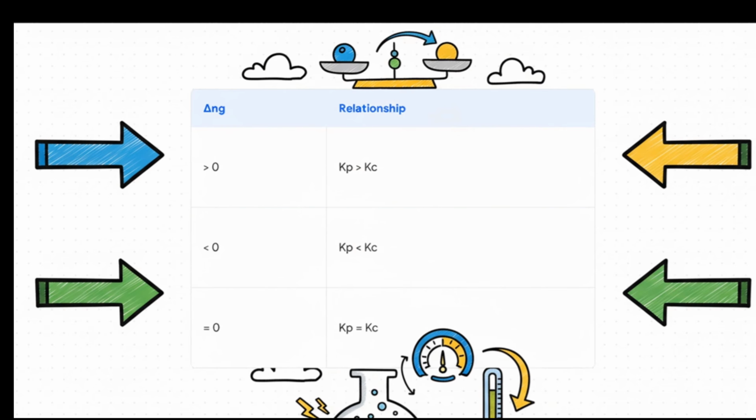This simple table right here, it's a total game changer for multiple choice questions. If your delta Ng is positive, which means you're creating more gas molecules in the reaction, Kp is going to be bigger than Kc. If it's negative, Kp will be smaller. And what if the number of gas moles doesn't change at all? Well, then they're exactly equal. This is a quick mental check that can save you a ton of time on the exam.